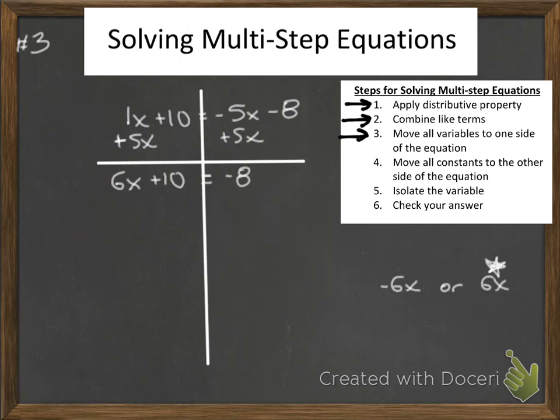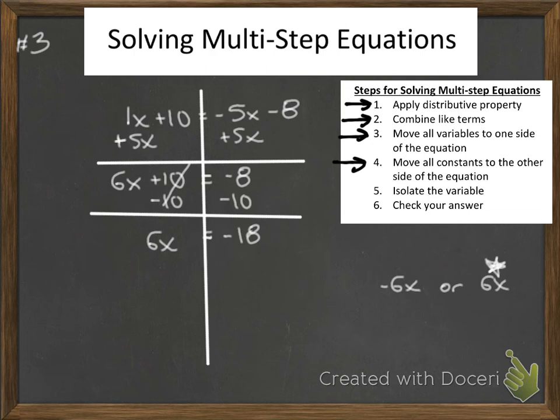Then the steps ask me to move all constants to the other side of my equation. So I'm going to move the 10 to the other side of the equation. Why am I moving the 10 and not the negative 8? Well, quite simply, I want to move values away from the x, not towards the x. If I move the negative 8, I would be moving it towards the variable, and I'm trying to get the variable all by itself. So negative 8 plus negative 10 is negative 18. So I have 6x equals negative 18.